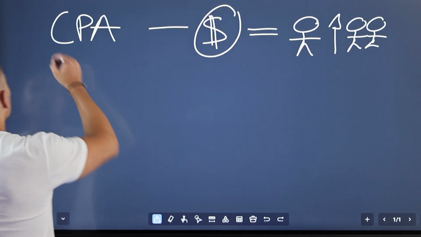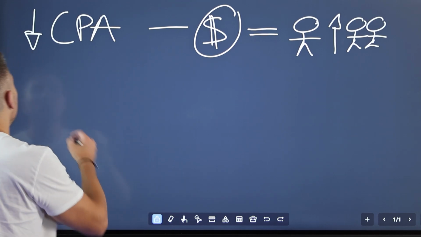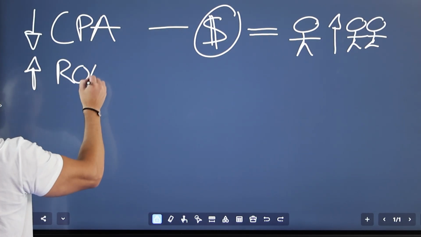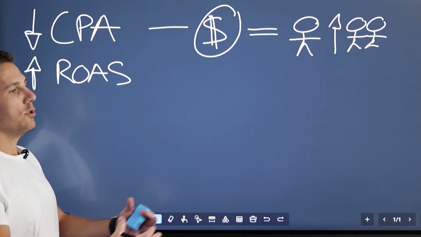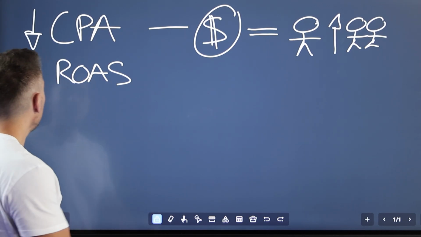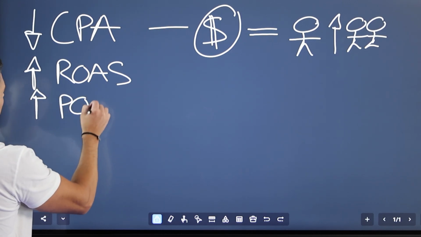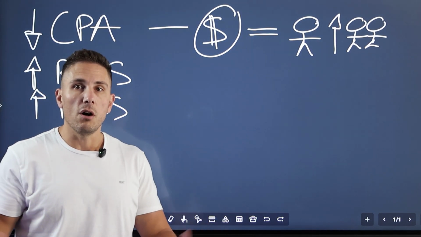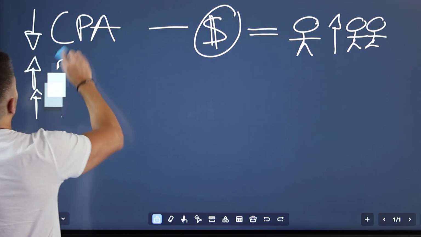You want cost per acquisition to be as low as possible, and that will indirectly mean that you have a higher, what we call ROAS. I'm sure you all know this, which is return on ad spend, the revenue that you're making back from the advertising. And it will also increase what we call your POAS, which is your profit on ad spend. So just the overall profitability of the business as a whole. So that is basically what cost per acquisition is.